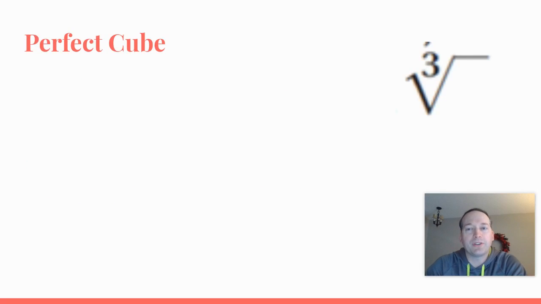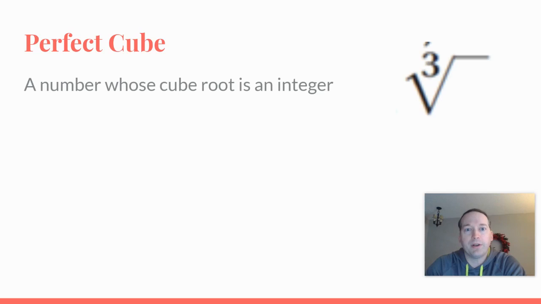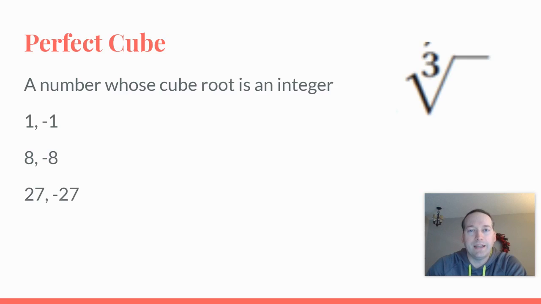Now today we're pretty much only going to be dealing with perfect cubes. And perfect cubes are when the cube root of the number is an integer, okay? Or technically it's an integer. We could also have a fraction where the numerator and denominator are both integers as well. So what are some perfect cubes? Okay, 1 and -1, 8 and -8, 27, -27. These are all perfect cubes.